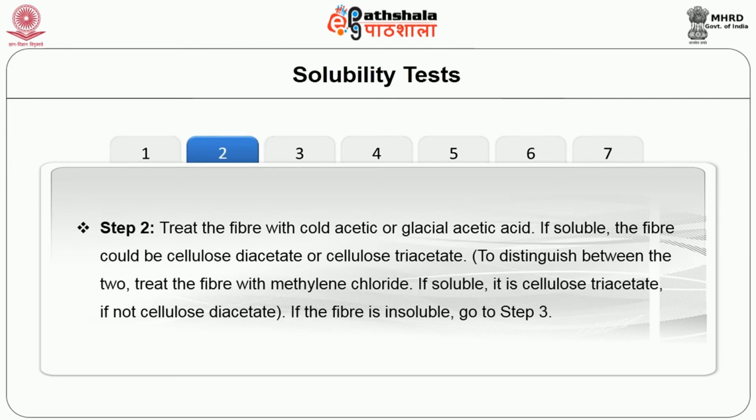In step number 2, treat the fiber with cold acetic or glacial acetic acid. If the fiber is soluble, the fiber could be cellulose diacetate or cellulose triacetate. To distinguish between the two, treat the fiber with methylene chloride. If soluble, it is cellulose triacetate. If it is not, it is cellulose diacetate. If the fiber is insoluble, go to step number 3.